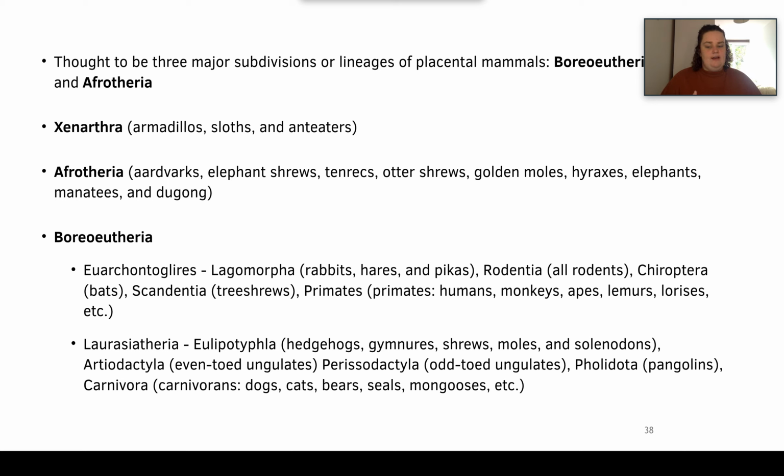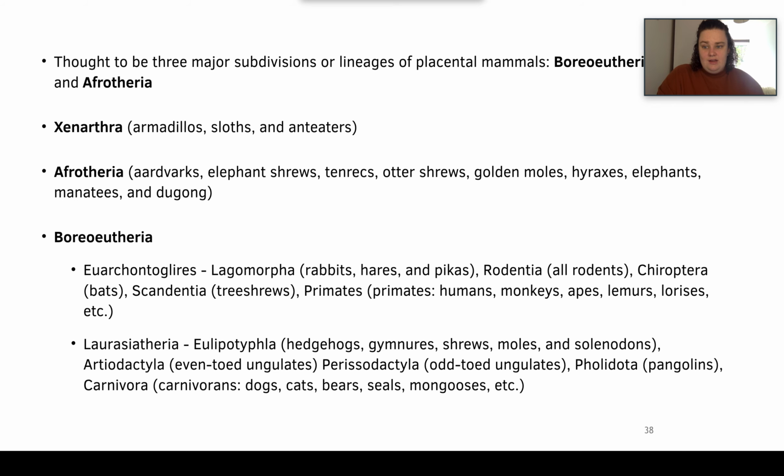And then Laurasiatheria include pretty much everything else. So the hedgehogs, artiodactyls, which are the even-toed ungulates, so that includes cows and whales. It's really weird to think that whales came from artiodactyls, but the evolution of whales is really, really interesting, and I would definitely read up on them. And we also have the Perissodactyla, which are the odd-toed ungulates, so that includes horses, tapirs, and rhinos. We also have the pangolins and the carnivores, so dogs, bears, cats, seals, mongooses, hyenas, everything, which is really, really interesting.